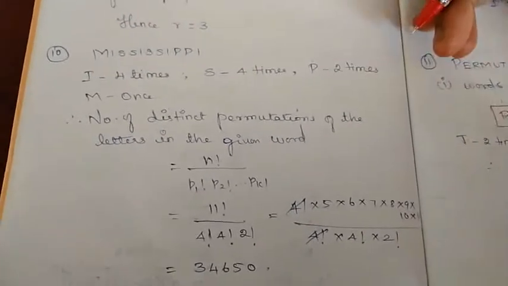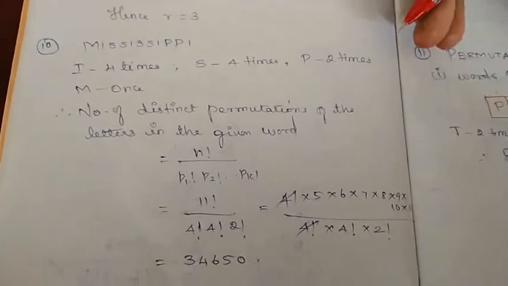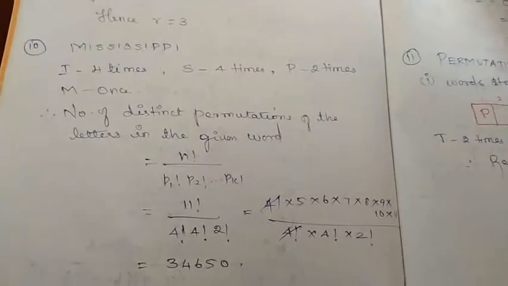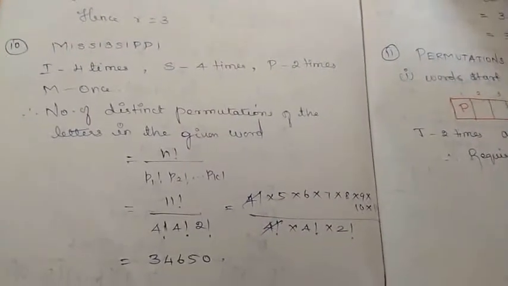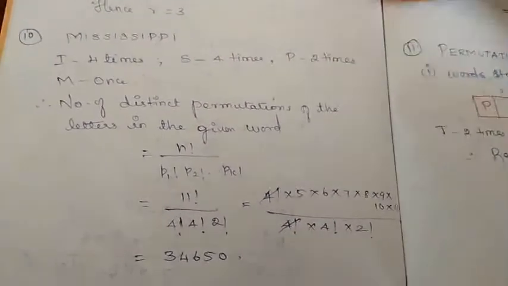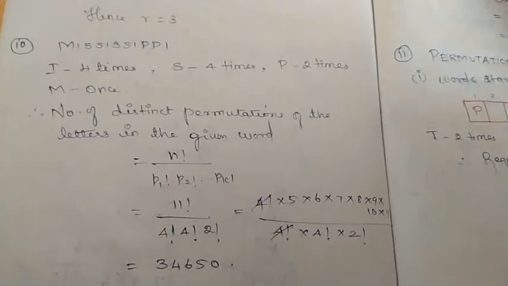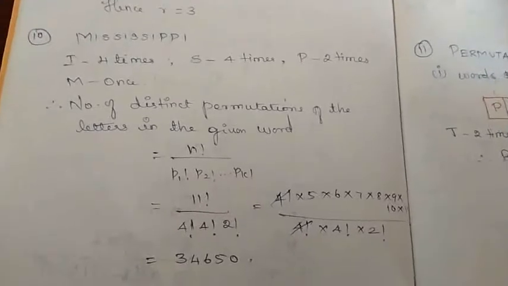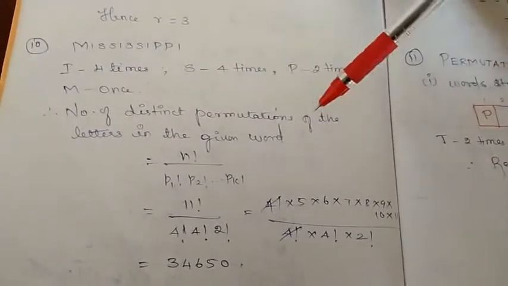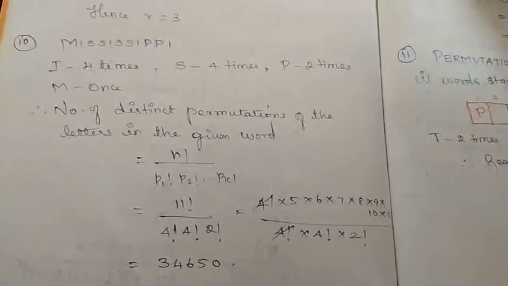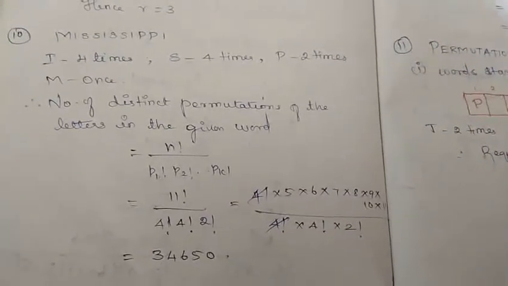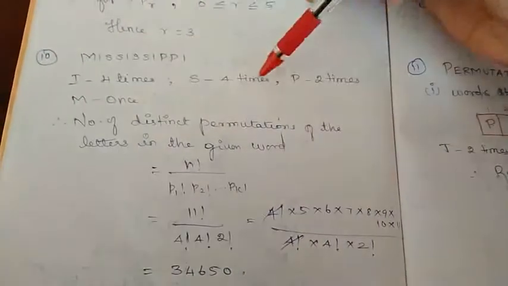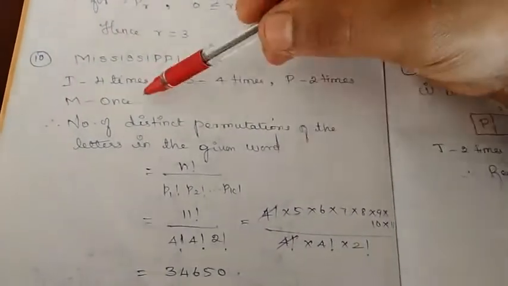So how are we going to find this? First, let us find the number of distinct permutations using the letters, and then find in how many permutations those 4 I's occur together, and subtract the two. That will give you the number of permutations in which the 4 I's do not occur together. Now what is the formula to find the number of distinct permutations? We know if the letters repeat, the formula is n factorial divided by p factorial. Here I repeats 4 times, S repeats 4 times, P repeats 2 times, and M occurs only once.